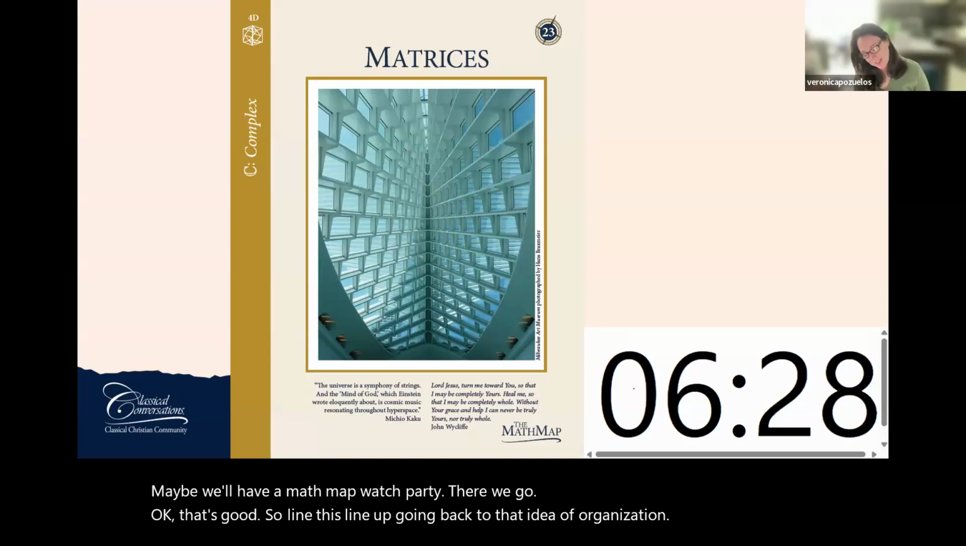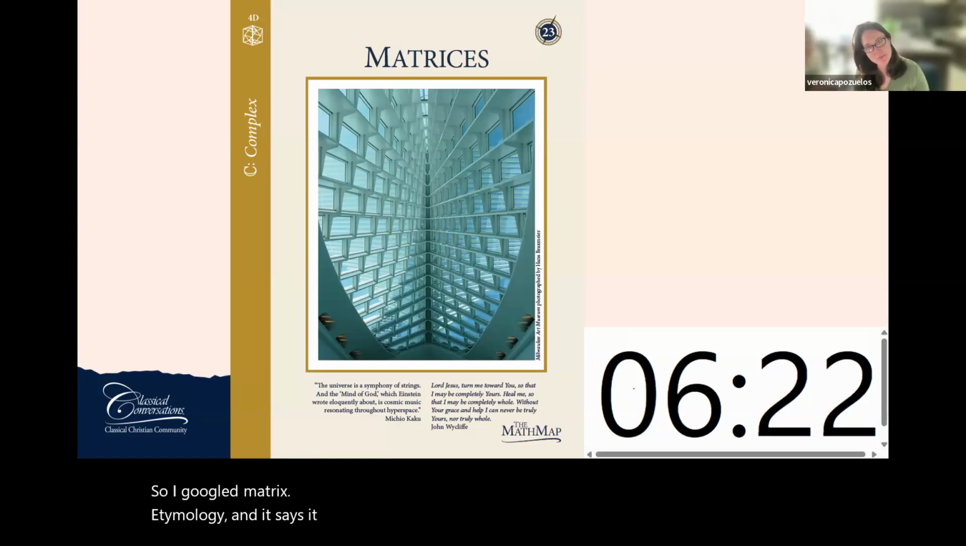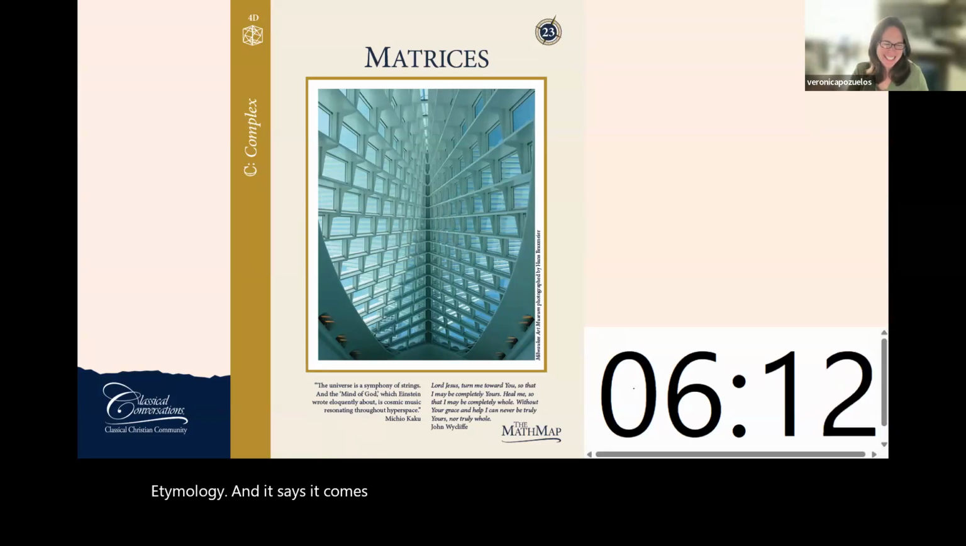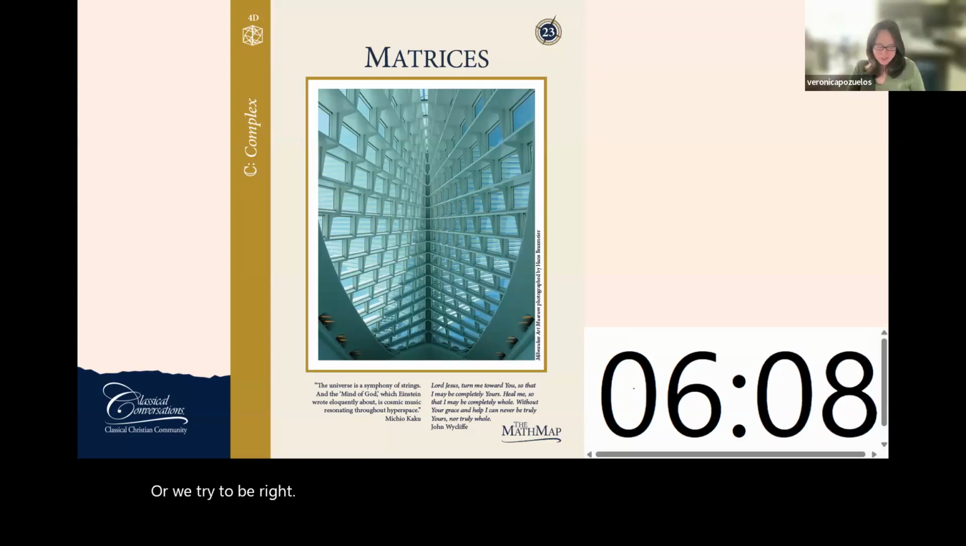So I Googled matrix, the etymology, and it says it comes from the Latin mater, which is mother. I'm trying to figure out how that fits this picture. Maybe because mothers are organized. Or we try to be, right? Right, we want to be. It's our goal.